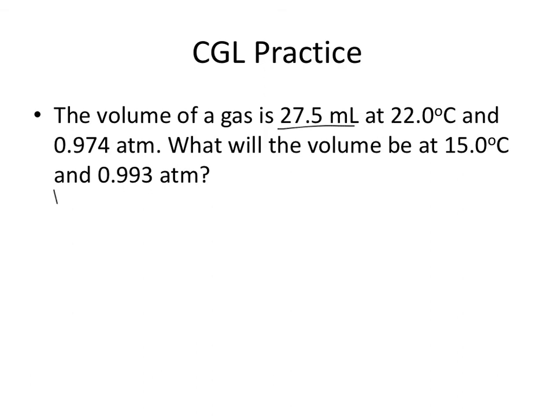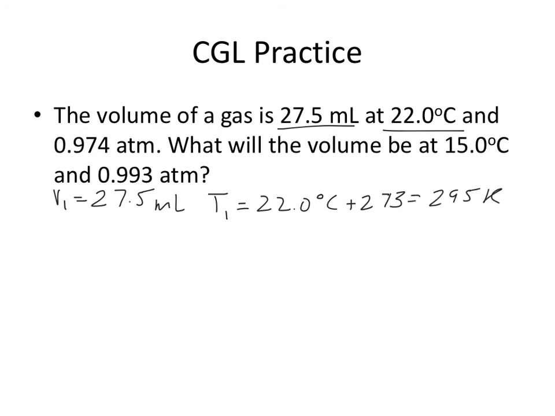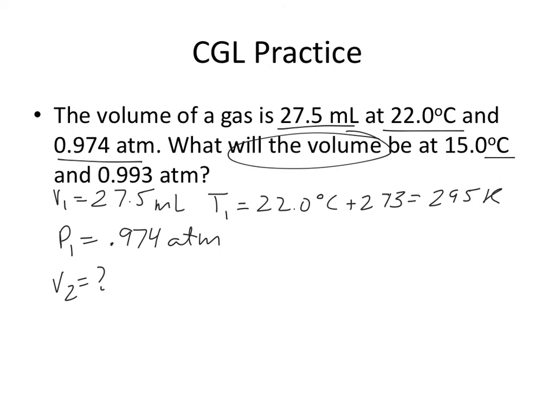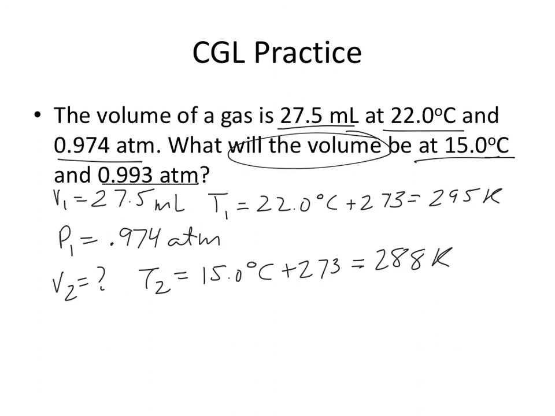So we are told we have a volume, or V1, of 27.5 milliliters. Our T1 is 22 degrees Celsius. Now remember, we need that in Kelvin, so we're going to add 273 to it. So that is 295 Kelvin. And our P1 is 0.974 atmospheres. We're looking for our new volume. Our T2 is 15 degrees Celsius. Again, we need to convert that to Kelvin, so we're going to add 273 to it, and we get 288 Kelvin for that. And our P2 is 0.993 atmospheres.